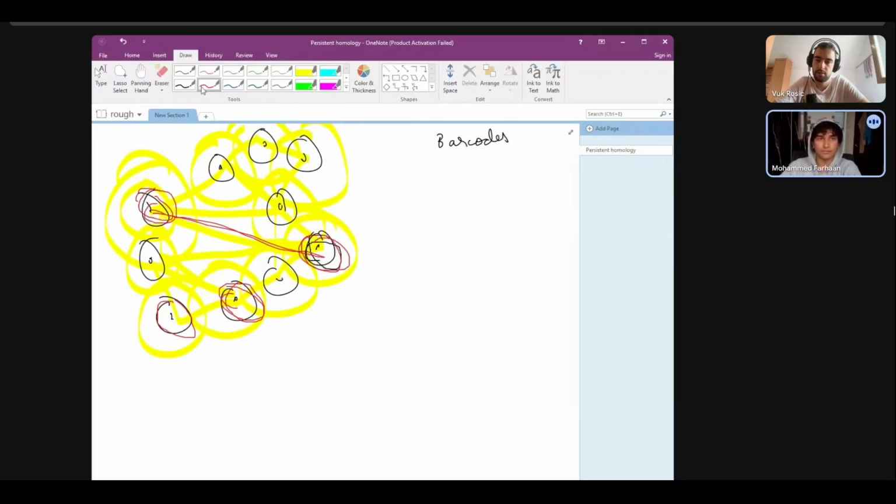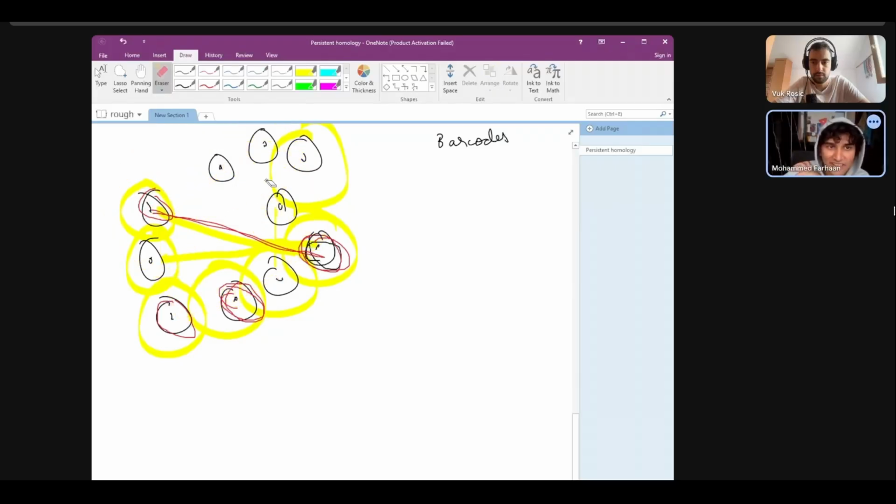So what I was thinking is, instead of starting with all of our points with radius 0, let me erase. Let's see if I can erase this without making everything disappear. Okay. Great.